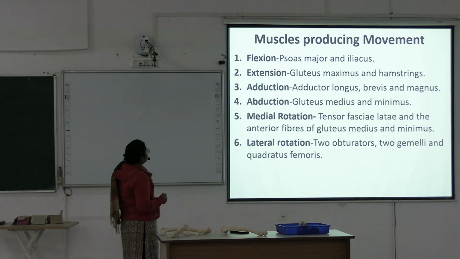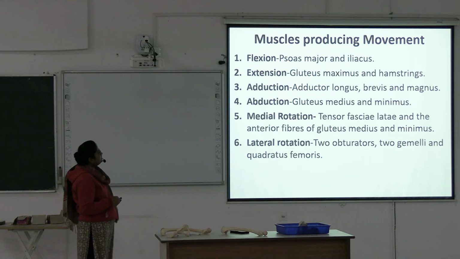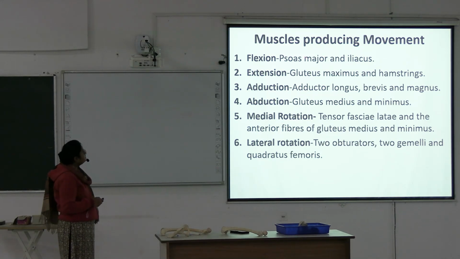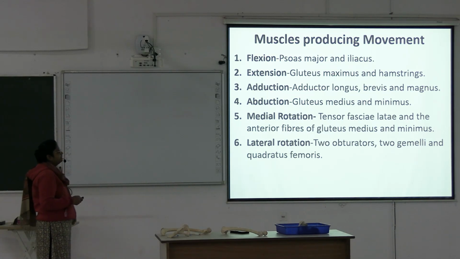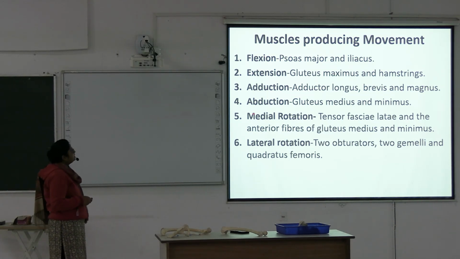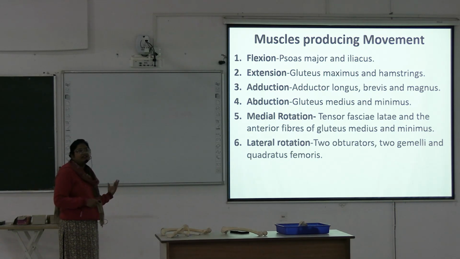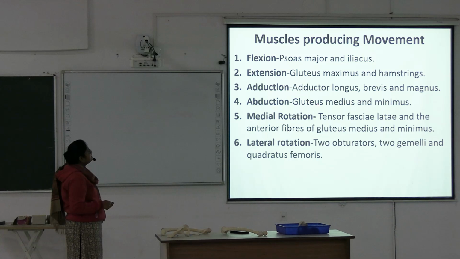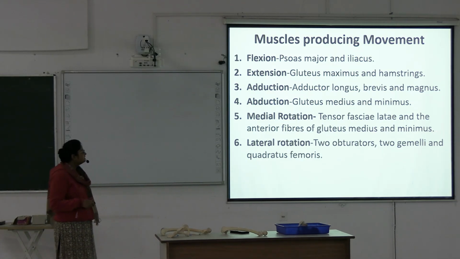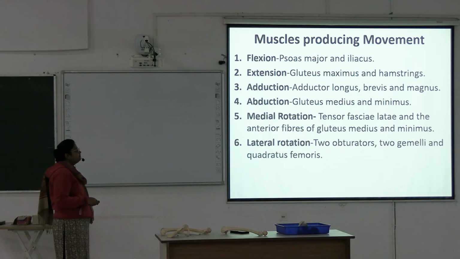Next, flexion is caused by psoas major and iliacus. Okay, strong flexors. Extension is done by gluteus maximus and hamstrings. Adduction is done by adductor longus, brevis and magnus. These are lying in the adductor compartment. Abduction is done by gluteus medius and minimus. Medial rotation is done by tensor fascia lata and the anterior fibers of gluteus medius and minimus. Lateral rotation is done by two obturators, two gemelli and quadratus femoris.